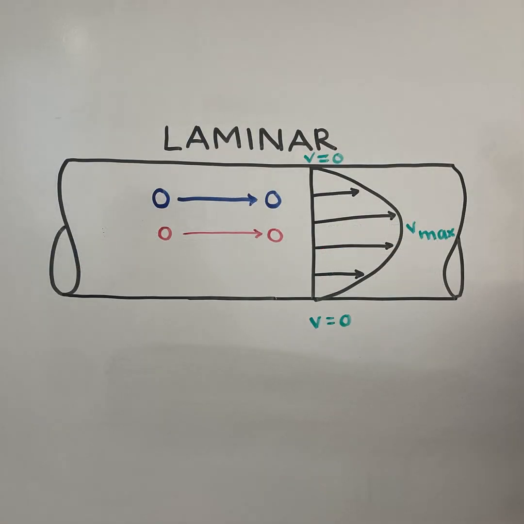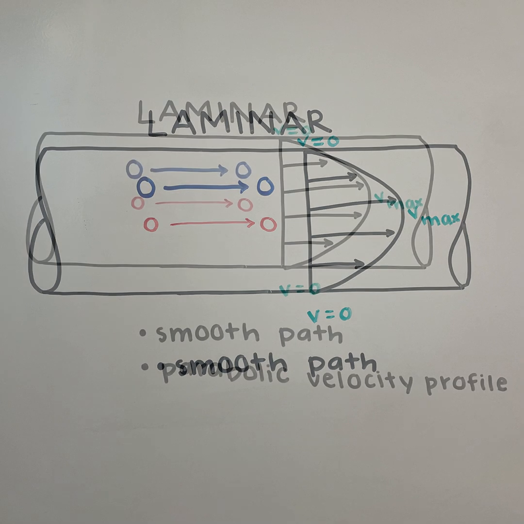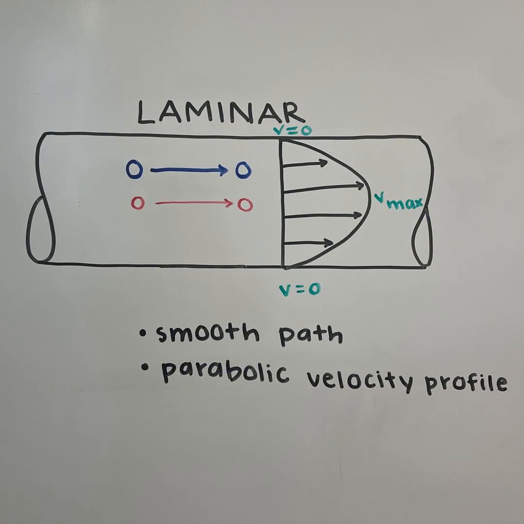In laminar flow, the particles of the fluid travel in a straight line or parallel layers. There is no mixing and the velocity is zero on the walls. The maximum velocity is in the center of the pipe, and the velocity profile is parabolic.